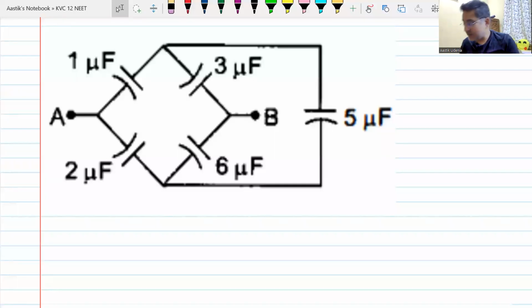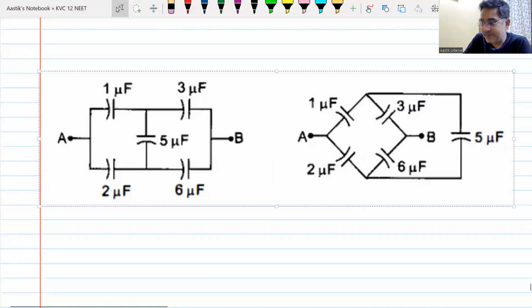Yes, the answer for this one is also 9 by 4. Now, how do you get the same answer? So what you can do is you can simply compare these two diagrams.